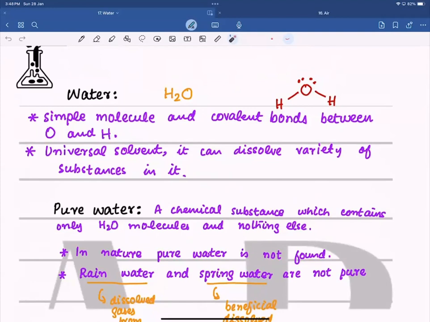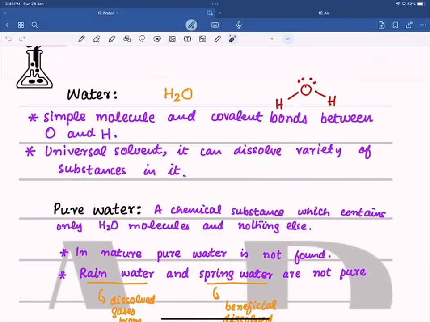Okay. So when we talk about pure water, it means pure water is the chemical substance which contains only H2O molecules and nothing else. But to get pure water is impossible. You are not going to get pure water, because naturally we are not able to find pure water. Either some gases are dissolved in it, or microorganisms are present, or minerals are dissolved in it.